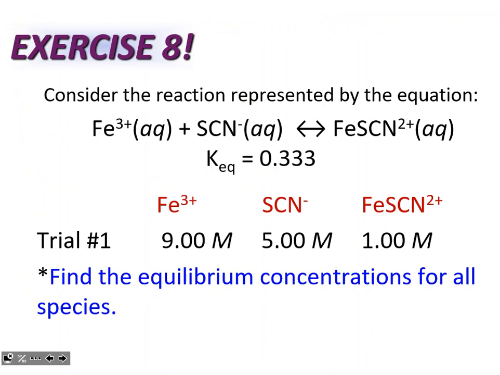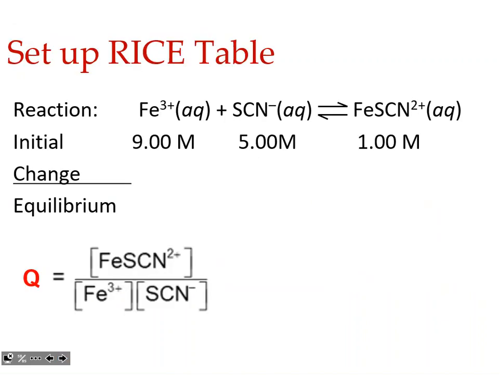So here, this particular instance, this is exercise 8, where we're going to have the difference here. We have 9 molar, 5 molar, and 1 molar. Well, guess what? We have concentrations for all the chemical species here. So what does that mean we have to do? We have to calculate Q. That's exactly right. So set up your table and let's calculate our Q.